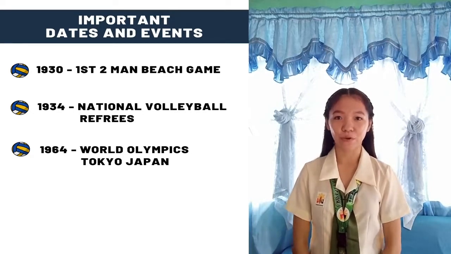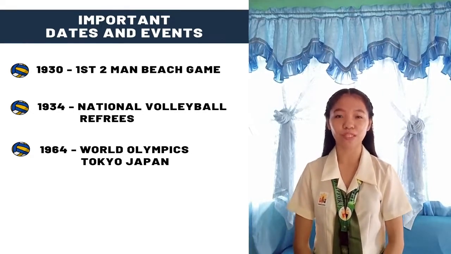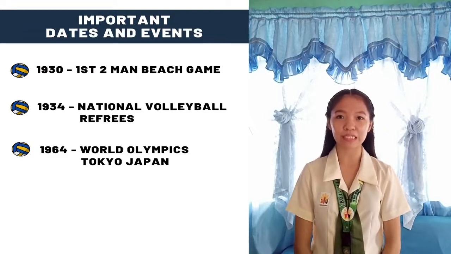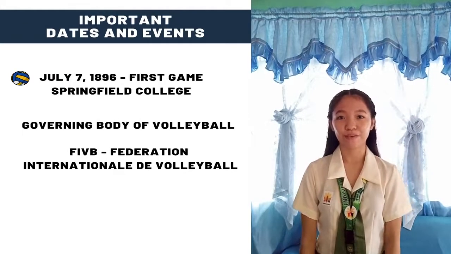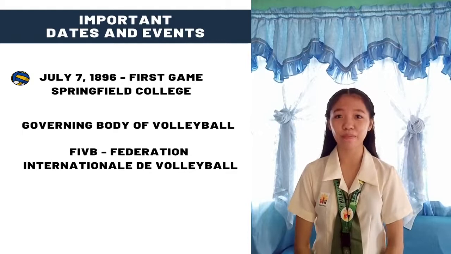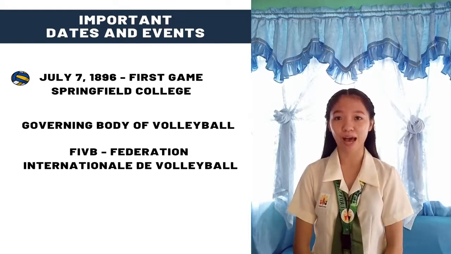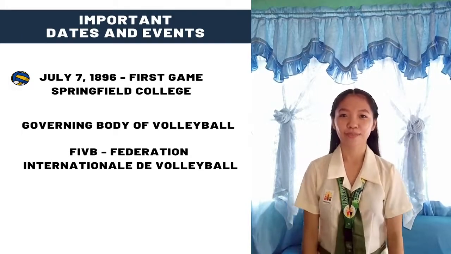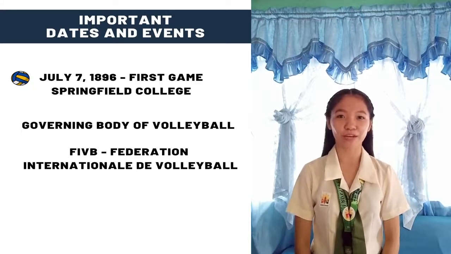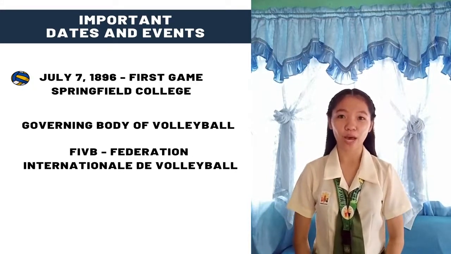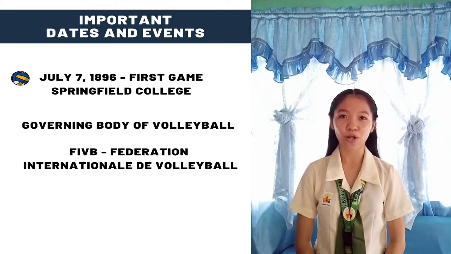In 1964, it is the year when volleyball is included in the Olympics in Tokyo, Japan. July 7, 1896, the first game of volleyball was being played at Springfield College. And what is the governing body of the sport volleyball? Well, it is the Federation Internationale de Volleyball, or the FIVB.